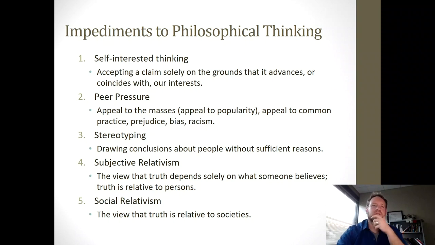A couple of other impediments, things that can get in the way of philosophical thinking. Subjective relativism is one of these, and it's on this list. It's probably a view that many of you have not really come across, and it has to do with the nature of truth, right? So to say that truth is relative means that what is true doesn't depend on factors outside of human psychology, to put it broadly. If you're a subjective relativist, then it means that truth is dependent on simply what you individually believe, right?